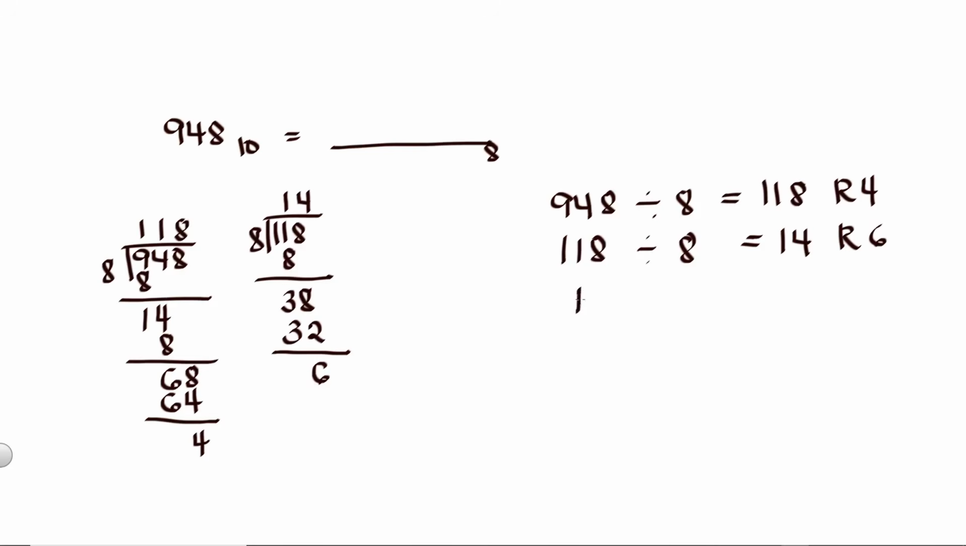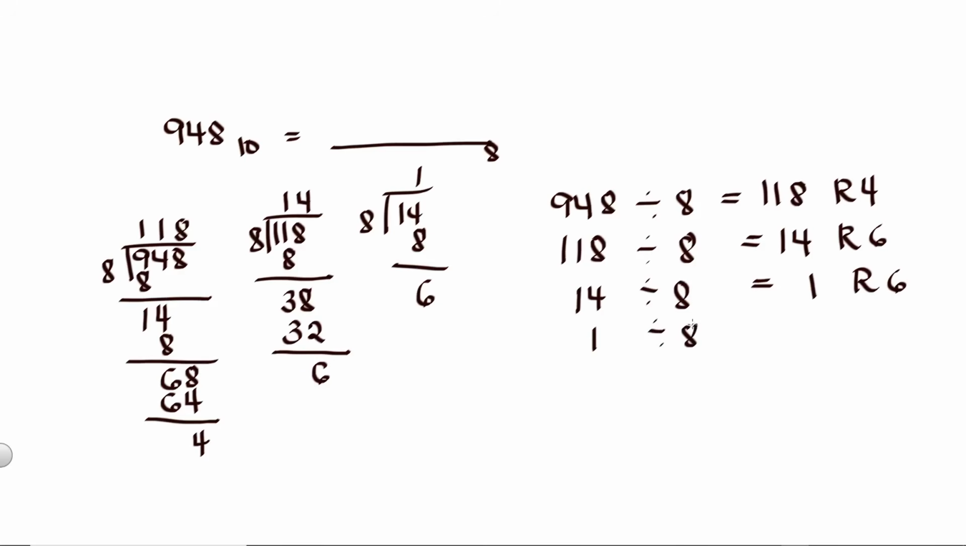Then take 14 and divide it by 8. So 14 divided by 8 is equal to 1. 1 times 8 is equal to 8. 14 minus 8 is equal to 6. And the answer is 1 remainder 6. Then take 1 and divide it by 8. So 1 divided by 8 is equal to 0. 0 times 8 is equal to 0. 1 minus 0 is equal to 1. So the answer is 0 remainder 1. Then read the answer from bottom to top.